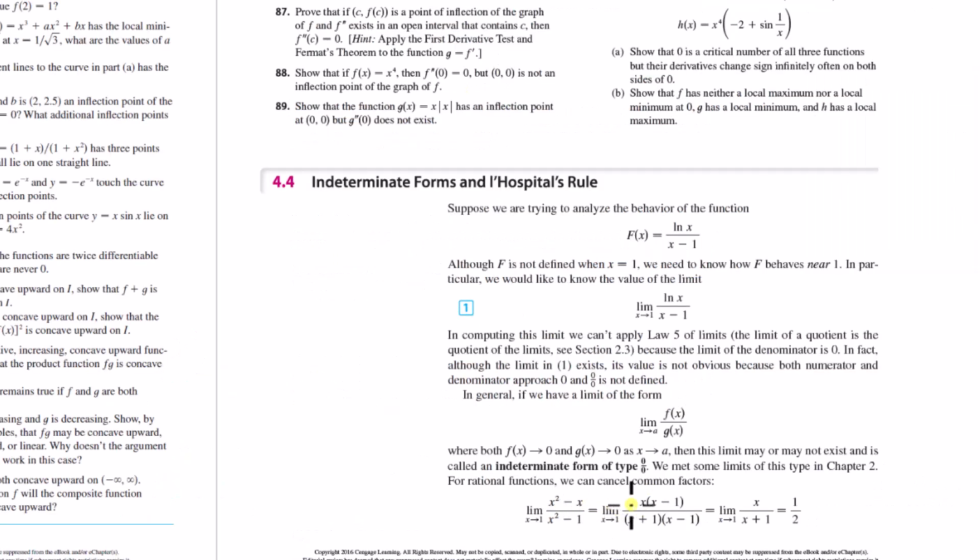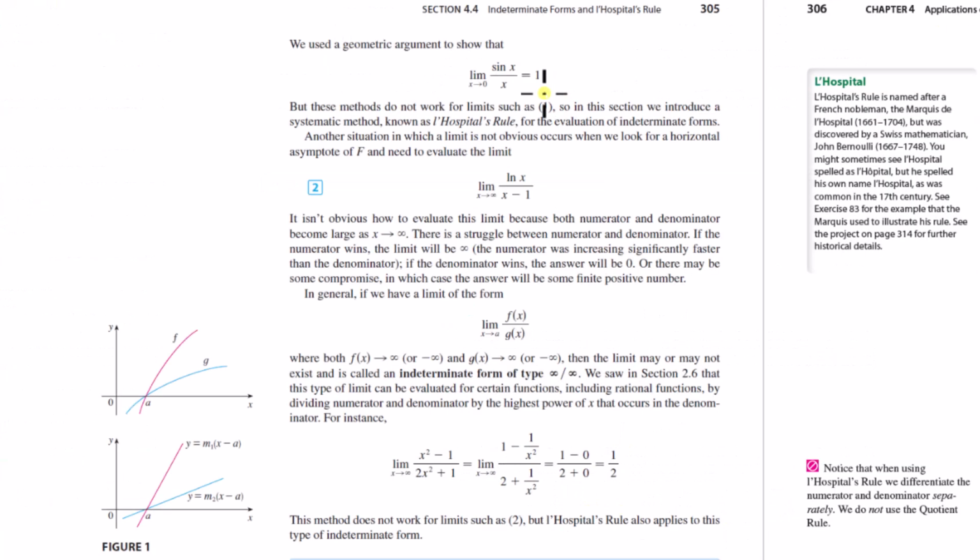Here we simplified, but we don't have a method for this. We can't simplify. We can't really use a geometric argument, so we need another way to solve this, right? This indeterminate form here, we simplified to solve it. This indeterminate form here, because sine of 0 is 0 and x is equal to 0, this indeterminate form of type 0 over 0, we use a geometric argument to solve it. But the natural log of x over x minus 1, the limit as x approaches 1, we don't have a way to solve it.